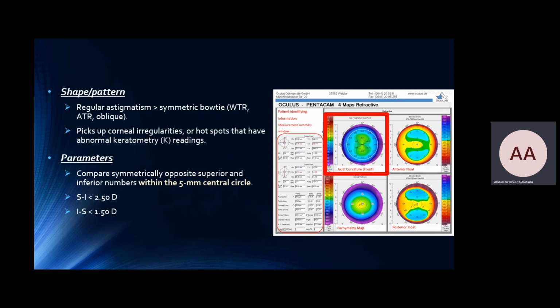Now, for the parameters, we will look into the K readings. We will compare the symmetry of opposite numbers within the 5 mm central zone. The keratometry reading should normally be less than 47.2. 47.2 to 50 is suspicious or intermediate risk. More than 50 is high risk or abnormal. We'll also look at the superior-inferior difference, which is normally less than 2.5 diopters, and the inferior-superior difference should be less than 1.5 diopters.